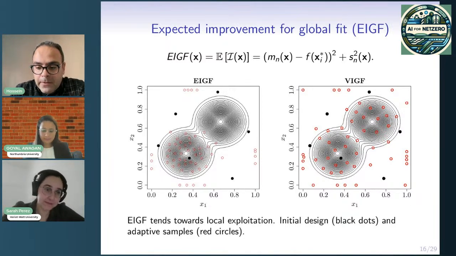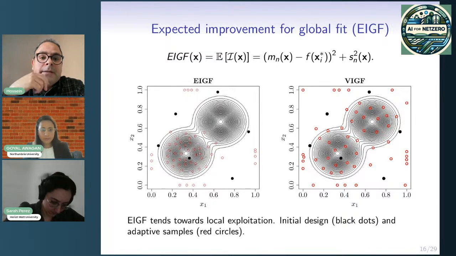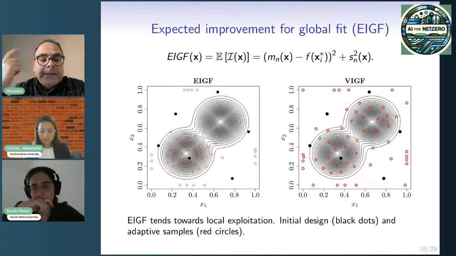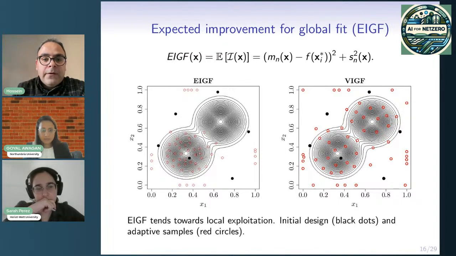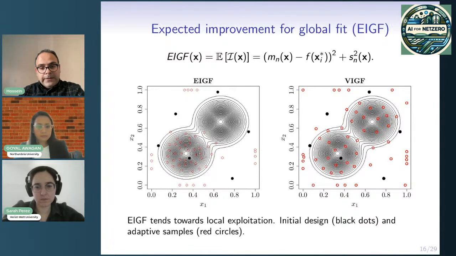I believe many of you may be thinking, why not use expected improvement, the expected value of the improvement function? The expected value of I of x can again be expressed in closed form like this. However, it is found that using expected improvement for global fit tends toward local exploitation.